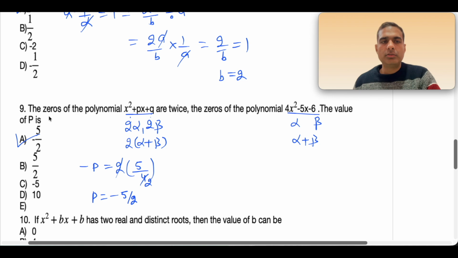So the zeros of the polynomial x square plus px plus q are twice the zeros of the polynomial 4x square minus 5x minus 6. So the value of p is, we inferred that if alpha and beta are the zeros of this polynomial, then the zeros of this polynomial will be 2 alpha and 2 beta. So their sum will also be twice the sum of the roots of this equation. We applied that concept and we got minus p is equal to twice of 5 by 4. So p should be equal to minus 5 by 2.